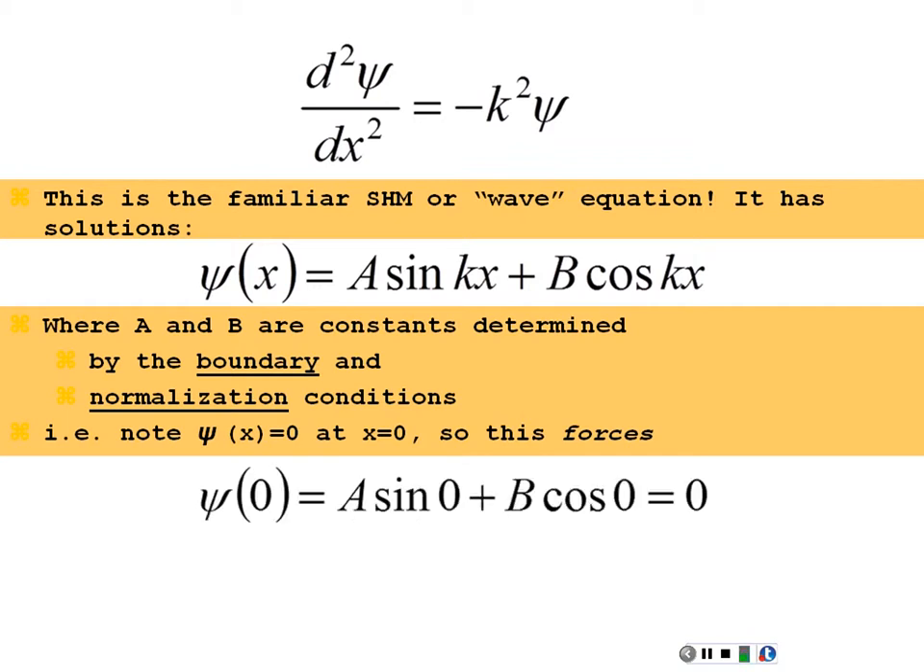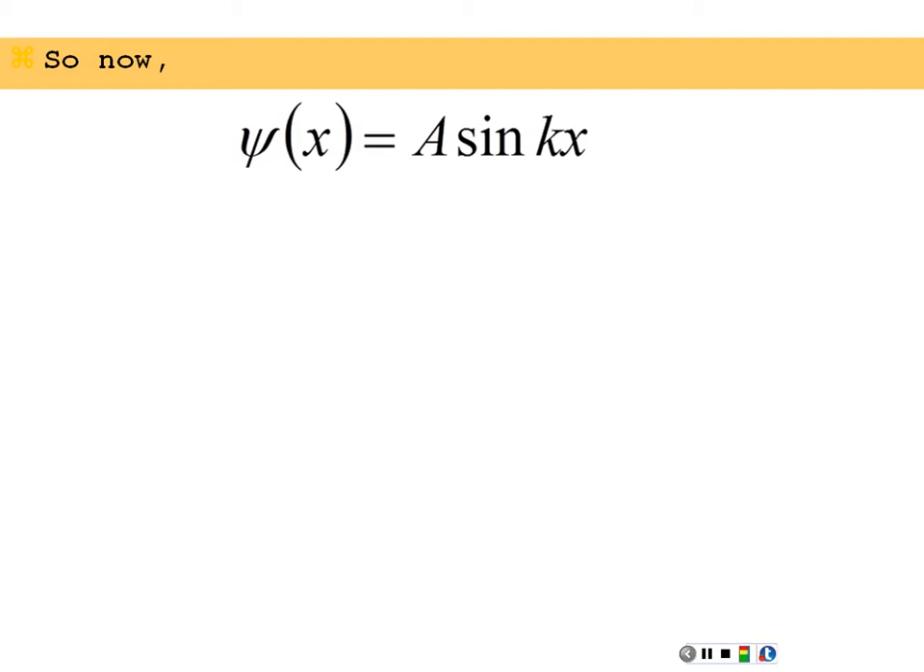So this forces psi of 0 to be equal to 0 where x is equal to 0. If I put that into our solution here, sine of 0 is indeed 0, so this first term is gone, but the cosine of 0 is 1. So our B constant should be equal to 0 in order to make that work according to the boundary condition. So the B term is gone. B has to be 0. Now we're just left with our wave function equal to A sine kx.